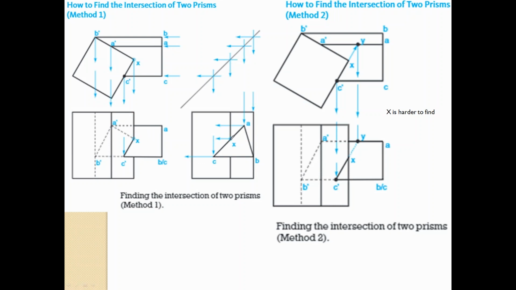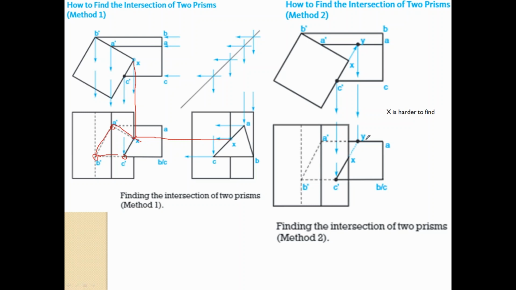this intersection point here. So 1, 2, and get this intersection. And then continue on and get the rest of the intersection points. And then you would just connect them with dotted lines because you won't be able to see it.